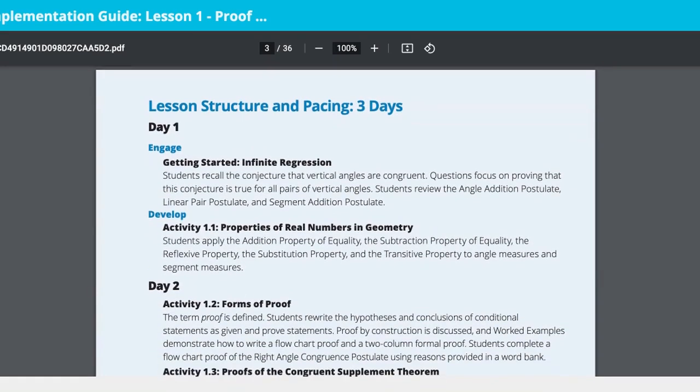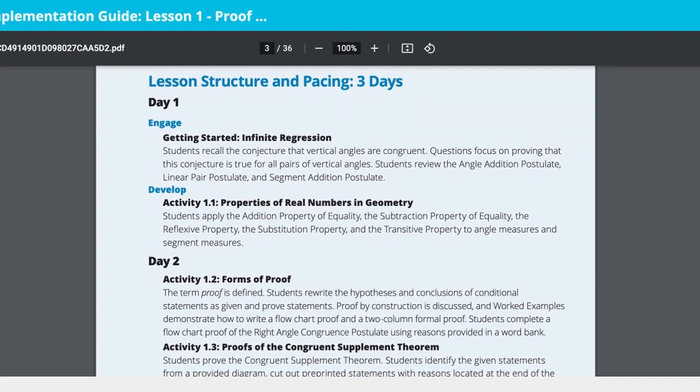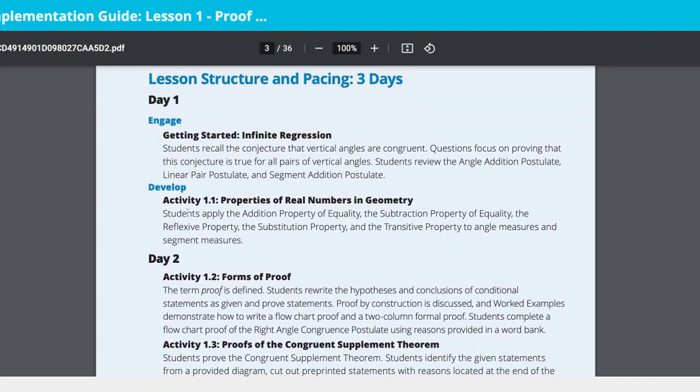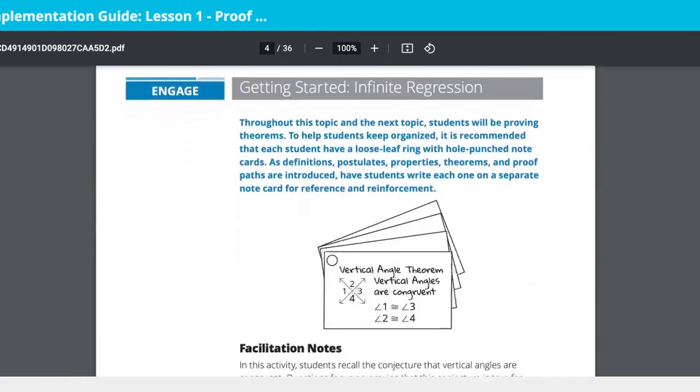All right, now we'll move to the lesson structure. Depending on whether you will use this lesson, if you're not going to use this lesson, which is okay, that's fine. But you can always read and see, they're gauging about 3 days with this, and then what the engage would look like. That's great, but I would take you to the next page, the engage.